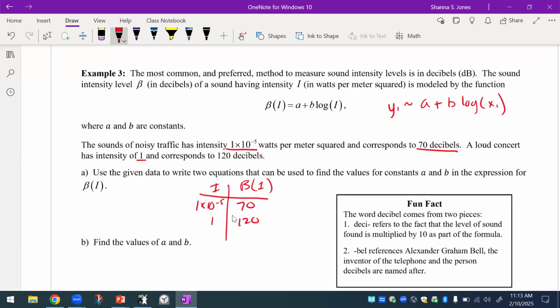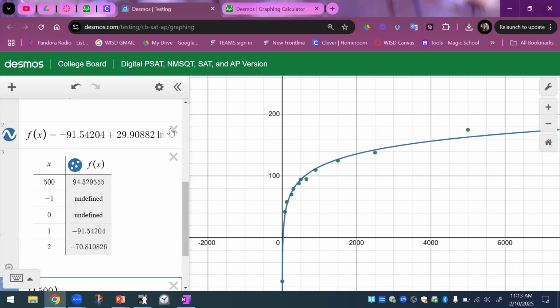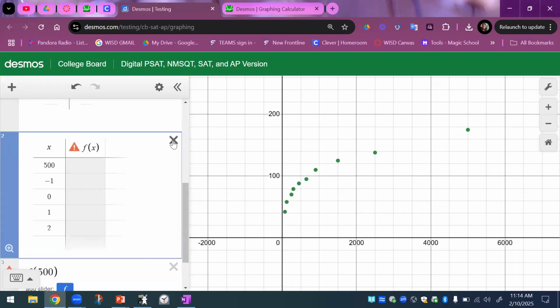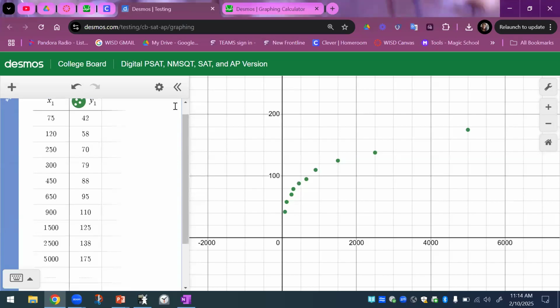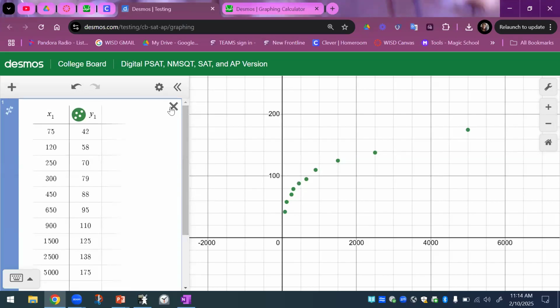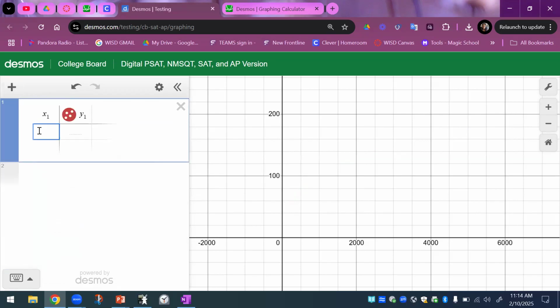1 times 10 to the negative 5. Okay, so I'm going to go over here, and I'm going to start a new graph. I'm going to clear out my old stuff. Delete, delete, delete. You're gone. We don't want you no more. I'm going to add a new table, and I'm putting in 1 times 10.